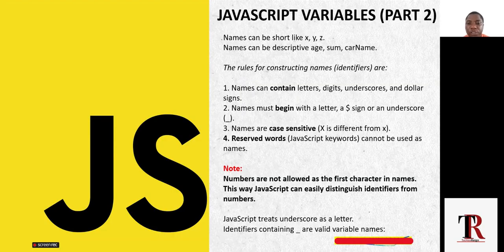Then also, reserved words. A JavaScript keyword cannot be used as a name. Remember when we talked about the concept of keywords, things like var, switch, for, if, let, const. Those are keywords in JavaScript and they cannot be used as names when you are declaring your variable. So these are the four rules for naming variables in JavaScript.